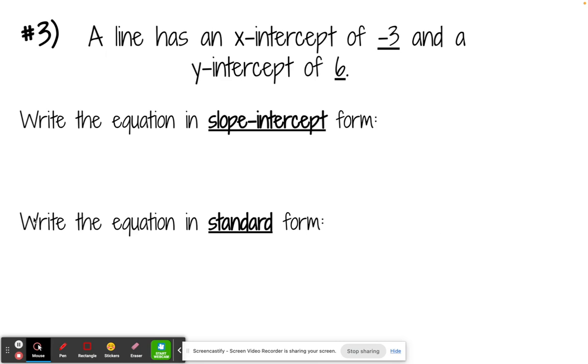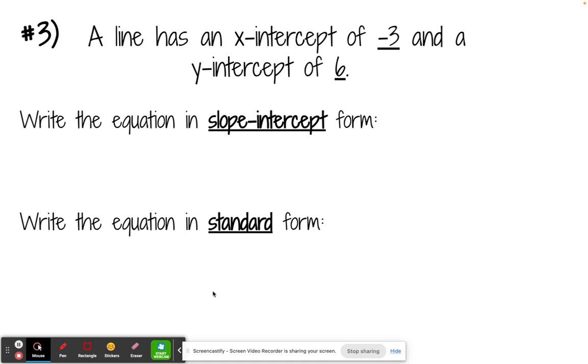So let's look at our third example. I have a line that has an x-intercept of negative 3 and a y-intercept of 6. What is the equation in slope-intercept form? Well, that's an interesting question. I can get the x and y intercepts from standard form, but I can't really write from standard form without going through another form first.